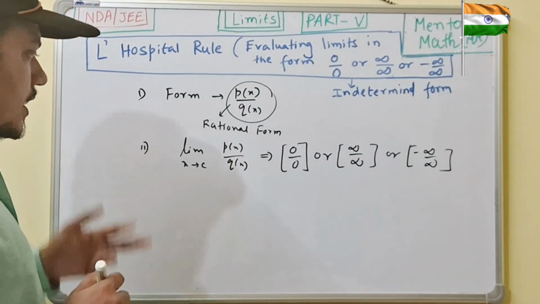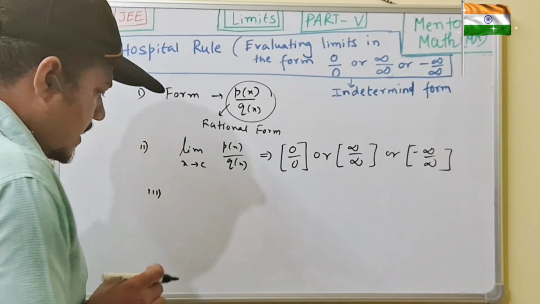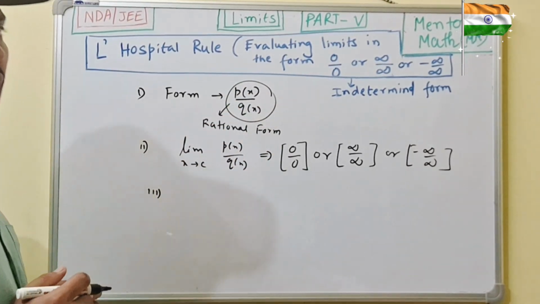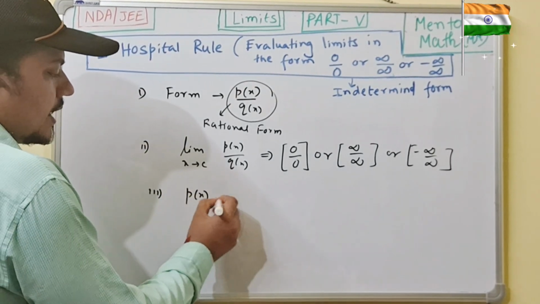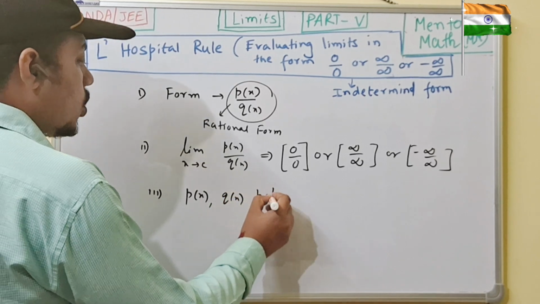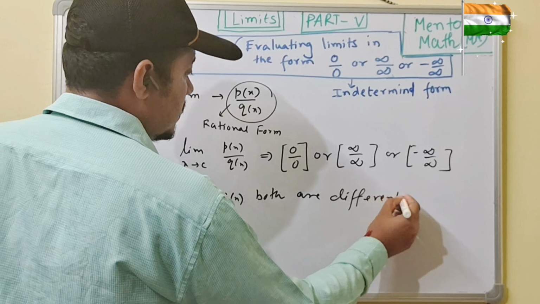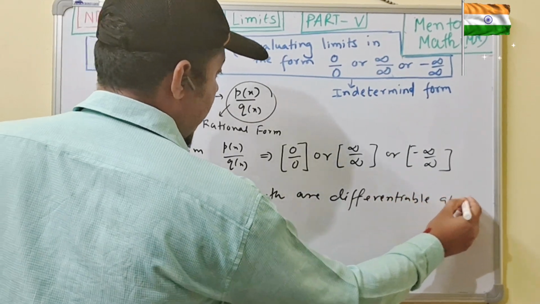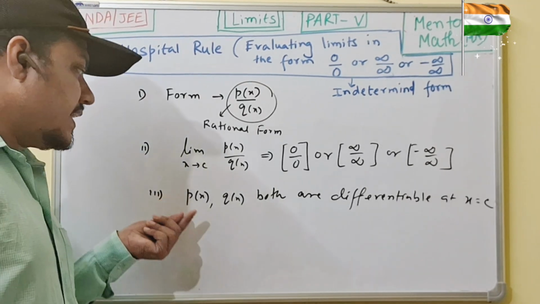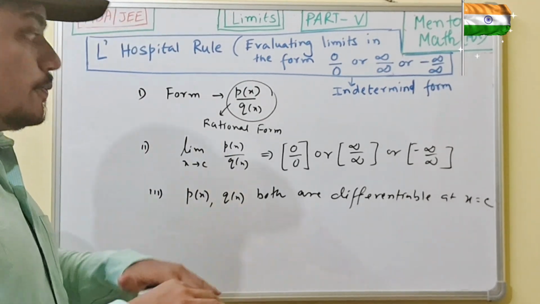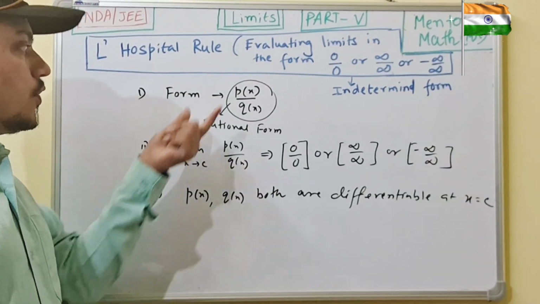These are the first two criteria, and the third criterion is that p(x) and q(x) both are differentiable functions at x equal to c, because x tends to c means you have to check at x equal to c. If they are not differentiable, then we can't apply the L'Hopital rule or L-Hospital rule for that form.